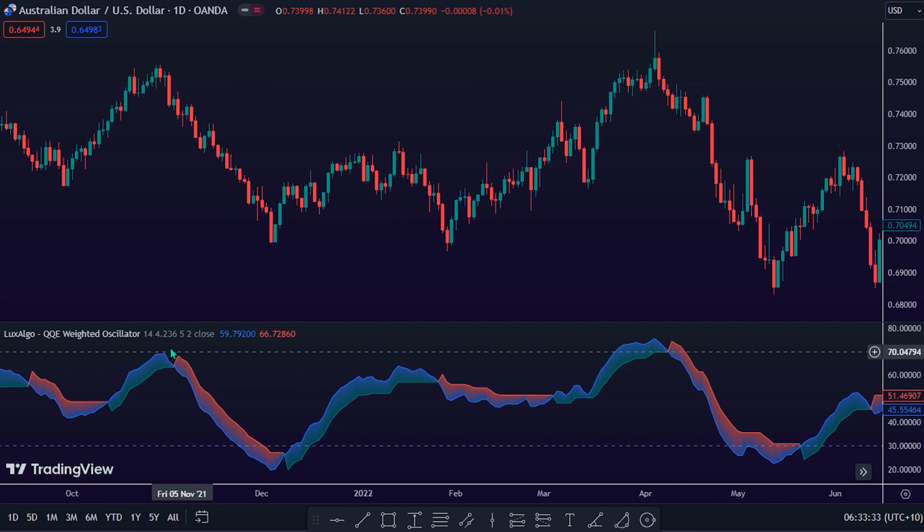of the asset. Likewise, whenever the QQE Weighted Oscillator rises to the 70 scale or above, it usually signals that the price of such a financial instrument is overbought and traders should be watching for possible reversal points to the bearish side in the price of the asset.